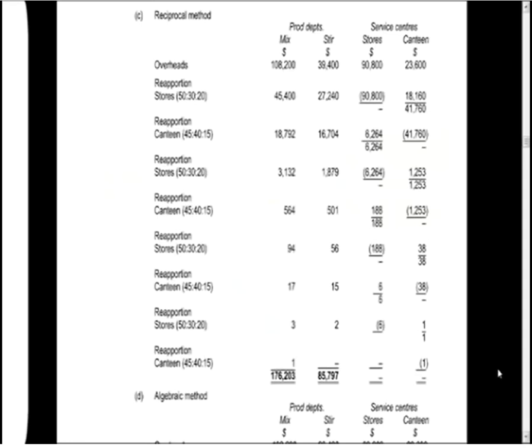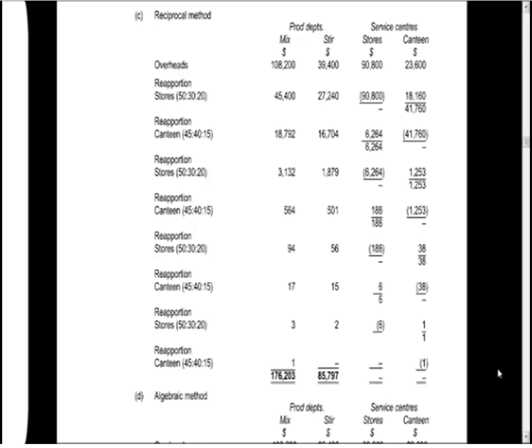When it comes to using the reciprocal method, there are two approaches that we can use. And in C, we're going to see the repeated distribution, and D, the algebraic method. When you have a look at the C, then you can see we've completed it for you as a worked example, because it's actually just a lot of the same calculations.